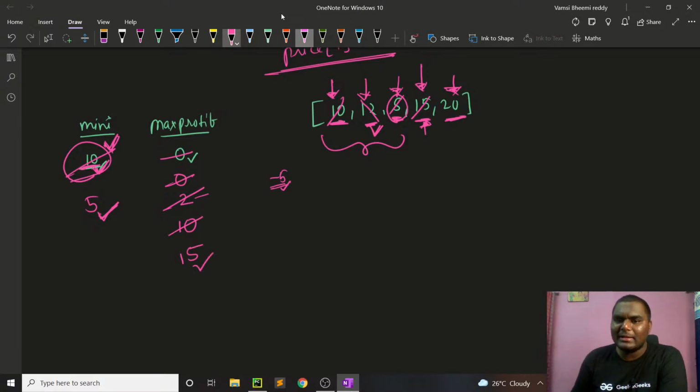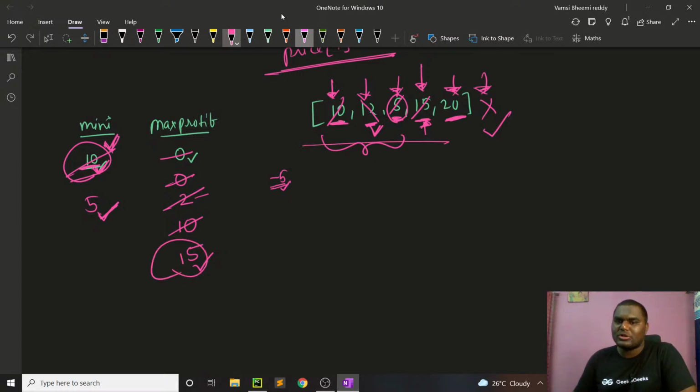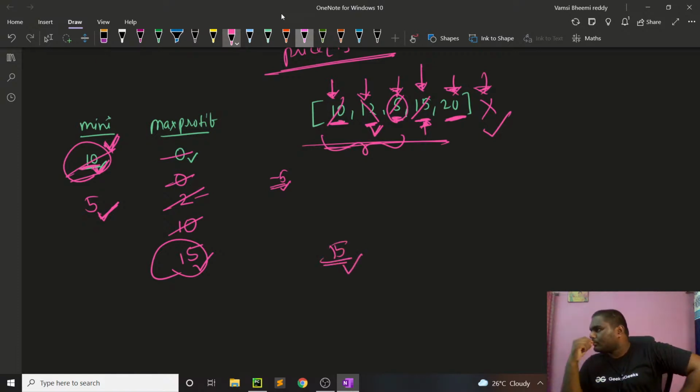Now I will compare the minimum element. So 5 is the minimum. If I move on, there is nothing here, so I will come out of the loop. So the maximum profit that I am going to make in these particular stock options is 15. Understood the problem? So that is the approach we are trying to follow.